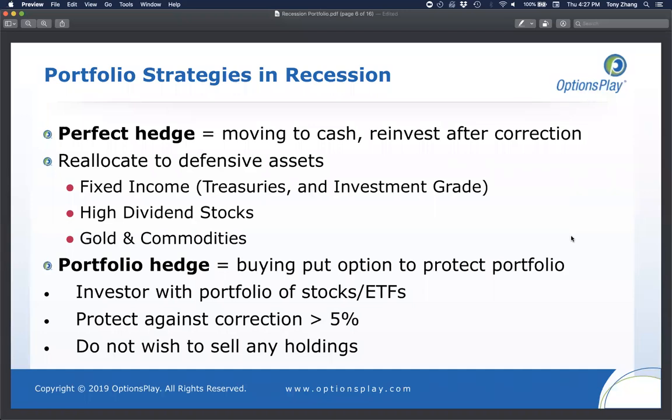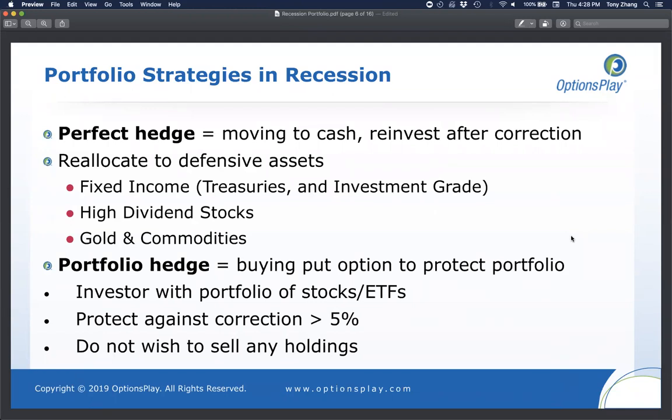Now, a portfolio hedge, out of all of these three options, is useful when you have a portfolio of stocks or ETFs and you're trying to protect yourself against a correction that's greater than 5%. So generally speaking, if we're thinking about a recession, we're generally concerned about a correction greater than 5%, because a correction less than 5%, I would not call that a recession.